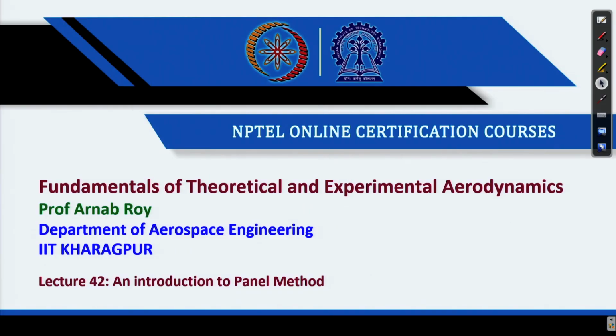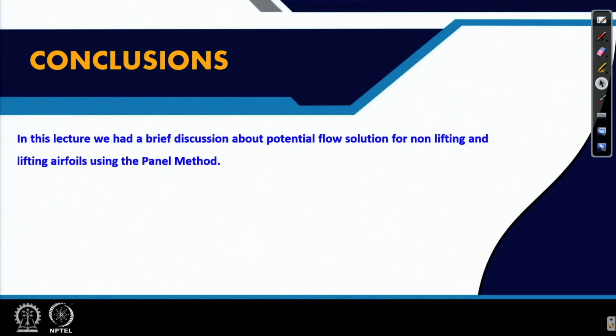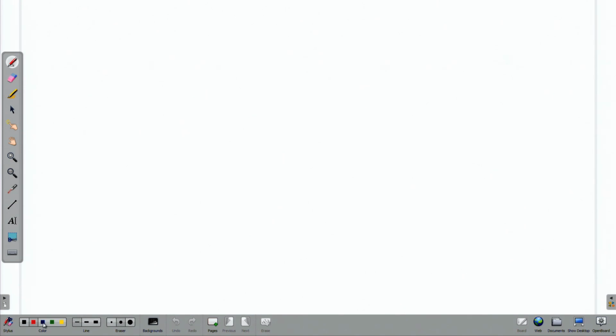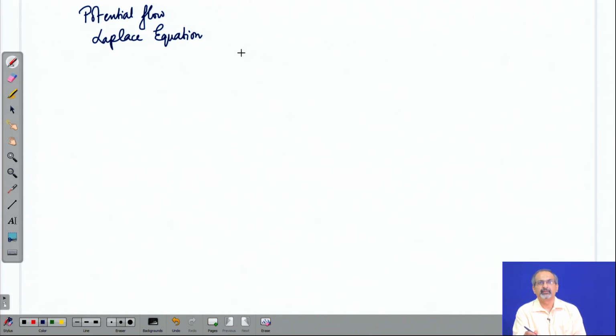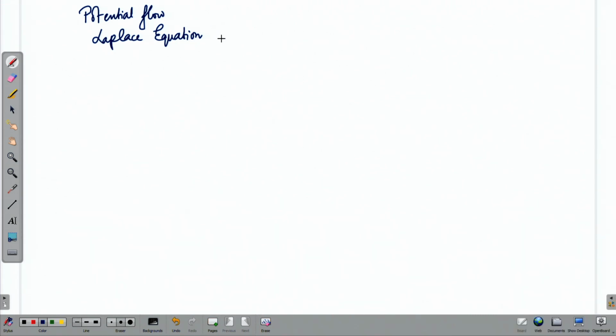In this lecture, let us start discussing the panel method. We have discussed potential flow at length, where we said that in the incompressible flow domain, the governing partial differential equation is the Laplace equation, and if you go to the compressible domain, then you have the velocity potential equation. We can also show that the Laplace equation can be derived from the velocity potential equation under the incompressible limit.